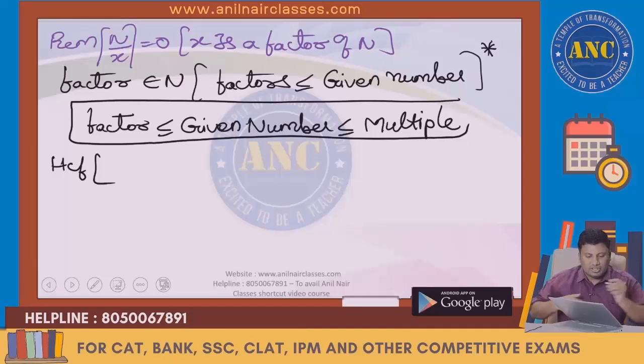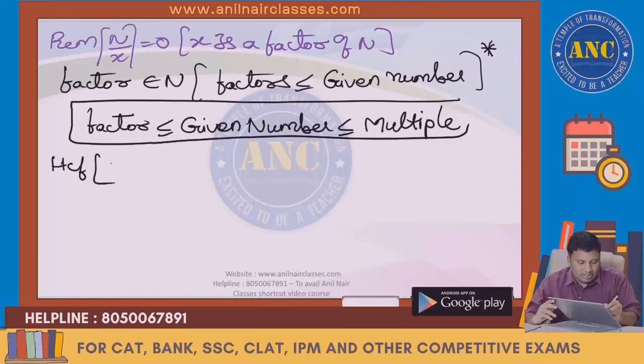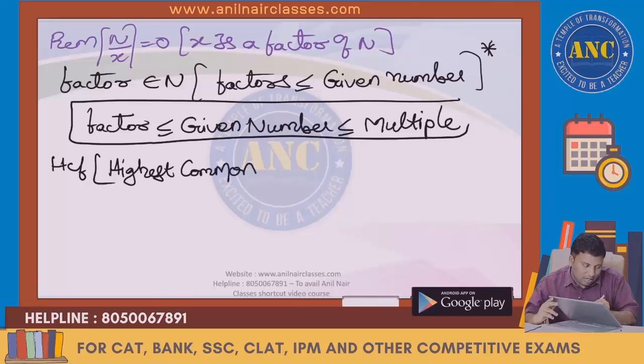Now, an HCF, a factor, is less than or equivalent to the given number, whereas a multiple is greater than or equivalent. HCF stands for highest common factor. What is this concept? Let us see it.